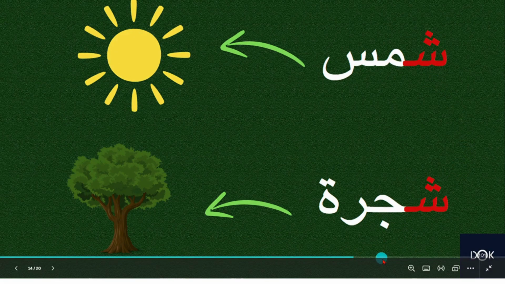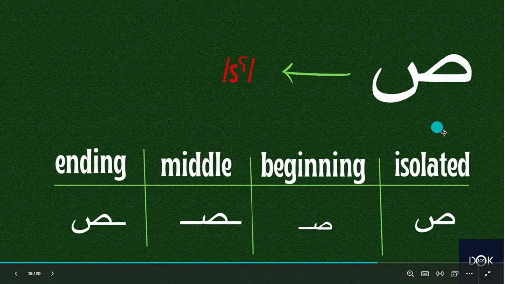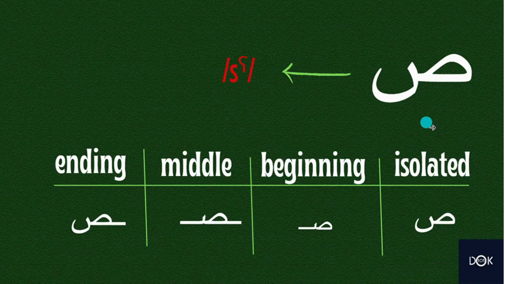In the next example, shajara, which is a tree. So sheen is connected to the letter after it. That's it for sheen. Now the next letter is a letter with a heavy sound, and this letter is called sod. Now I have not mentioned any sound for it from an English word because the sound of sod is not present in English.